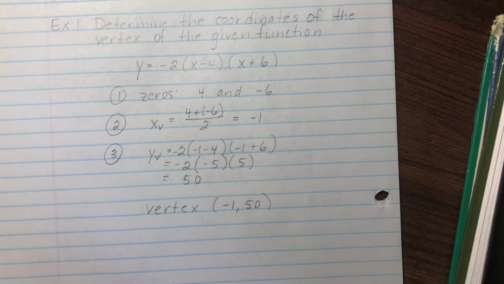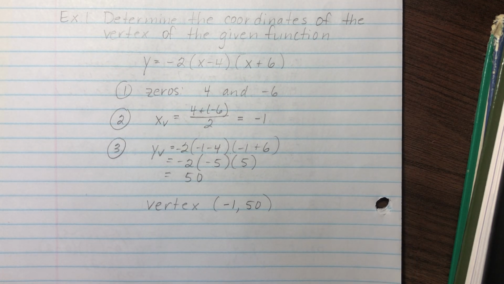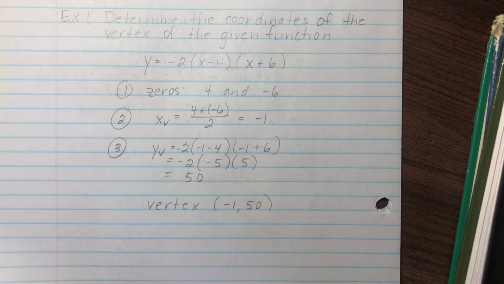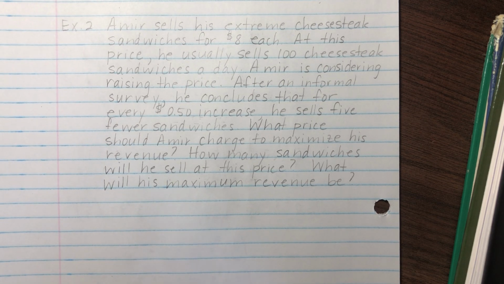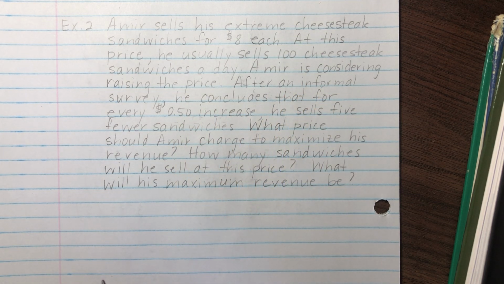Okay? Now we're going to look at a word problem where we have to determine the coordinates of the vertex from the factored form of a quadratic relation. It says, Amir sells his extreme cheesesteak sandwiches for $8 each. At this price, he usually sells 100 cheesesteak sandwiches a day. Amir is considering raising the price. After an informal survey, he concludes that for every 50-cent increase, he sells 5 fewer sandwiches. What price should Amir charge to maximize his revenue?